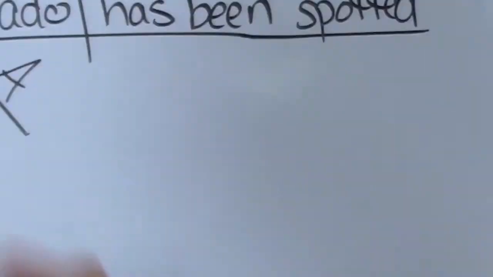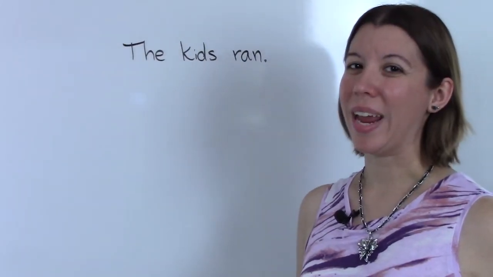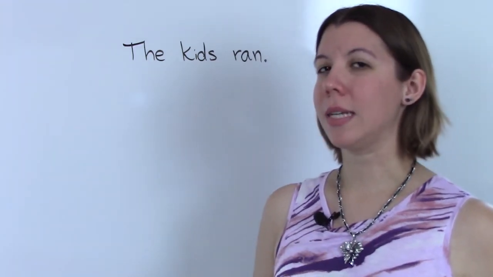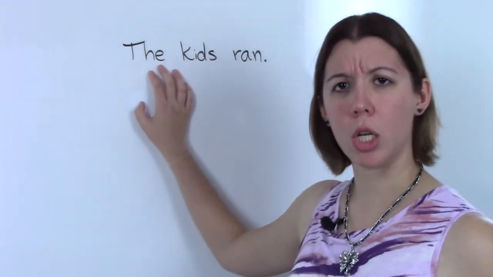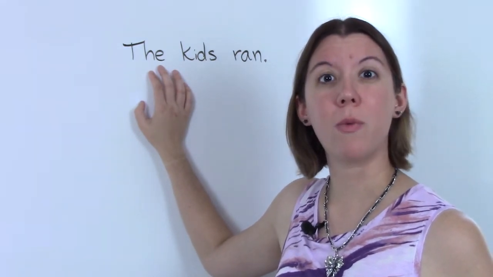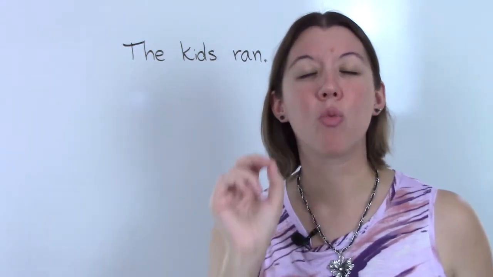Let's try another one. Here we go. The kids ran. Start by finding the subject and the verb. I'm sure some of you are sitting there thinking, well, I want to start with the article. I want to start there because it comes first in the sentence and we just learned about it and we're feeling confident. And that's great.